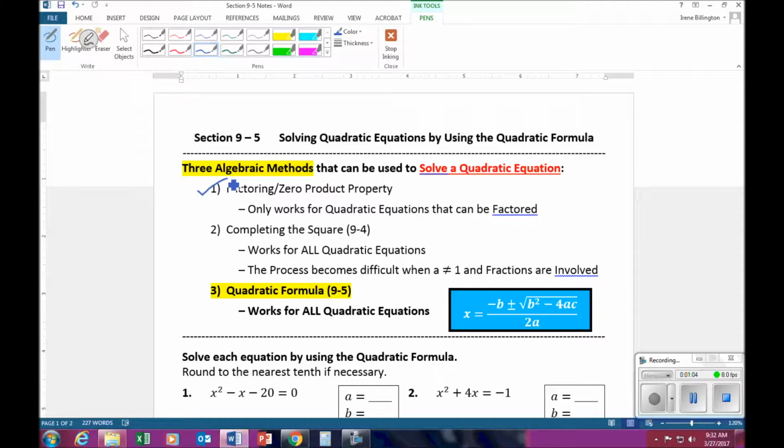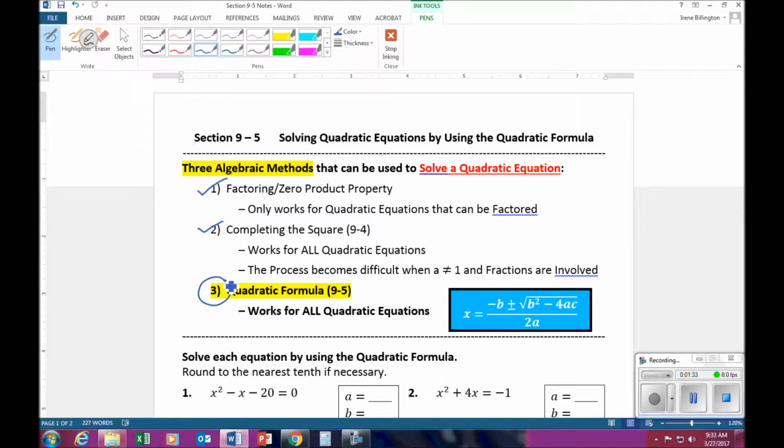We learned that we can solve by completing the square. That was section 9.4. Completing the square does work for all quadratic equations, but if a isn't 1 and you end up with a bunch of fractions, the process becomes a lot more difficult than we would prefer. So we have a third way that we are going to learn today, and that is the quadratic formula. The quadratic formula is definitely the simplest method if you can remember that formula.